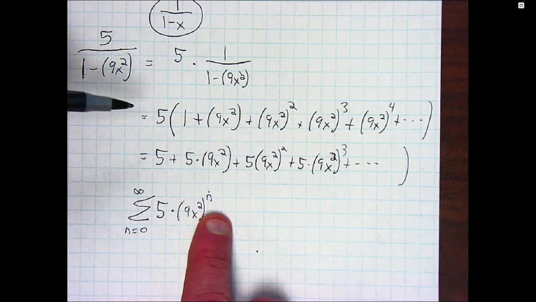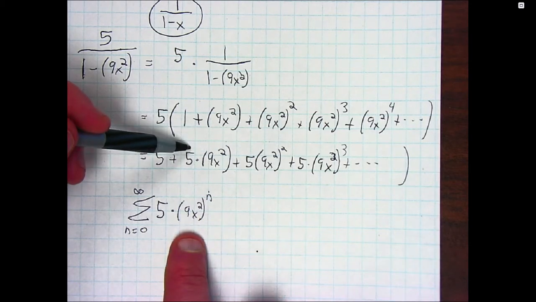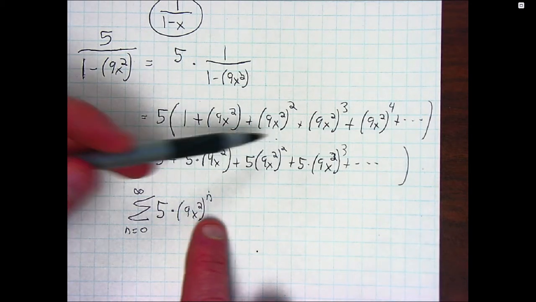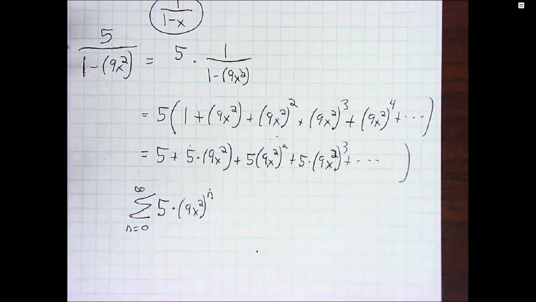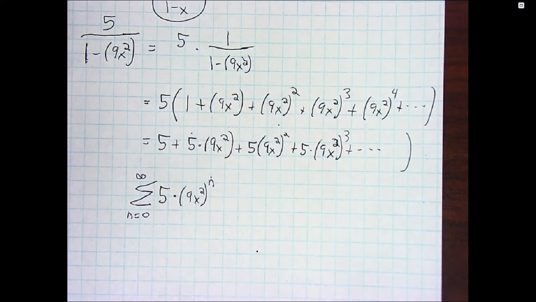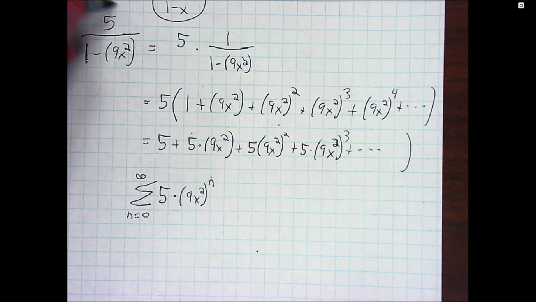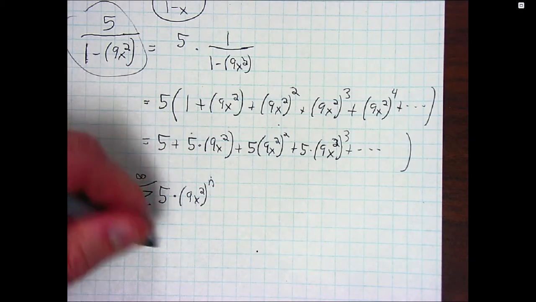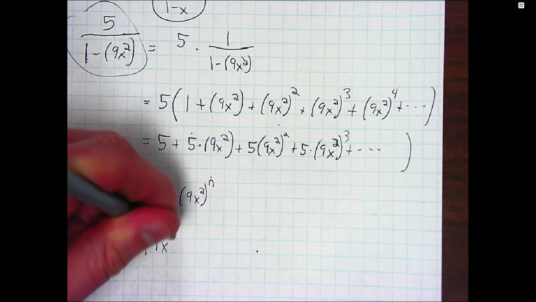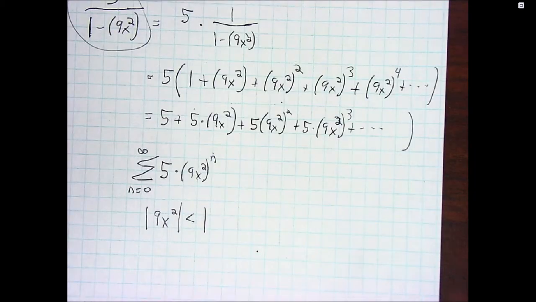When I plug 1 in, that would give me, sure enough, this next term. When I plug in 2, I'm squaring the whole 9x squared. And so it all checks out. And so this is equal to this series, which is equal to this fraction that I started with. And of course, they're equal only if it converges, which means only if that multiplier is less than 1.